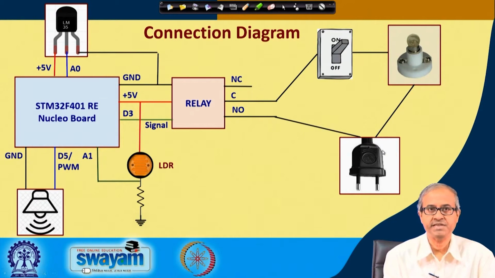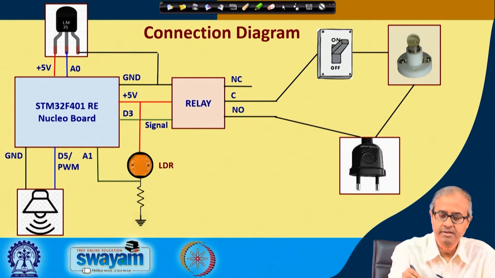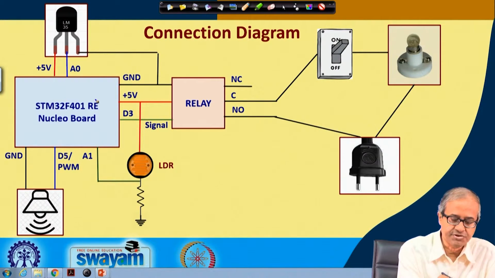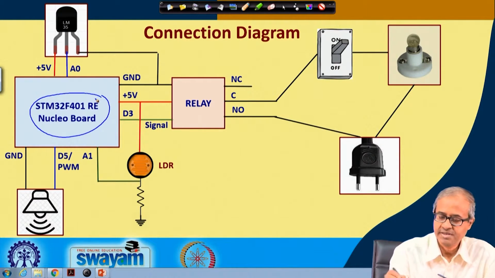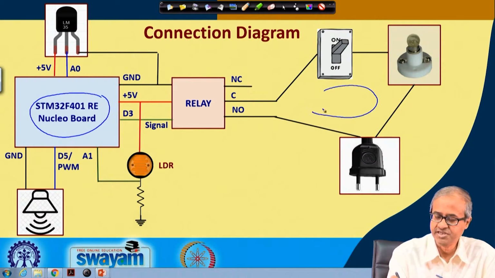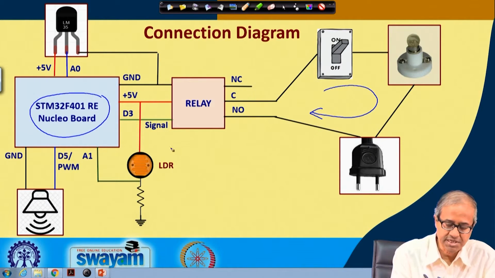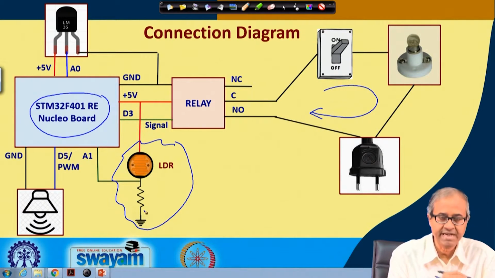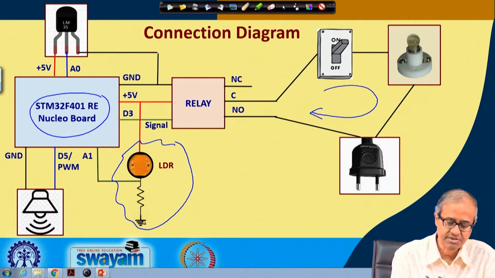Let us look at the connection diagram first. This is your STM board, and this relay circuit is the same as we had shown earlier. On one side we have just an LDR circuit which will be sensing the ambient light. There will be a resistance divider. The output is connected to the analog port line A1.